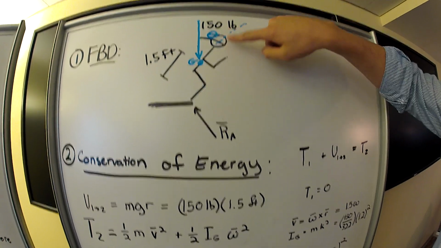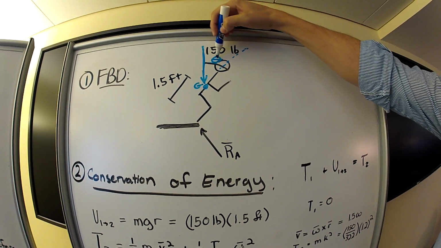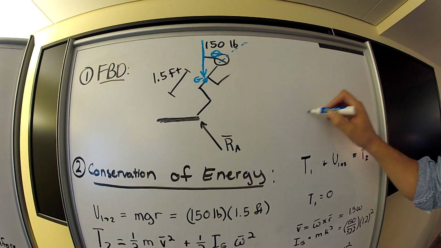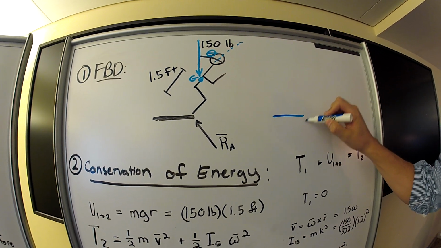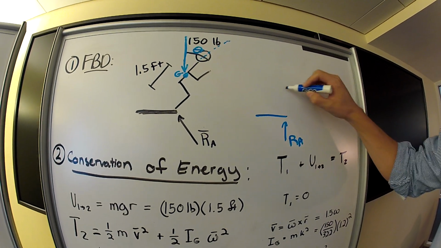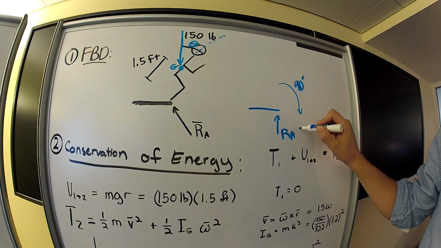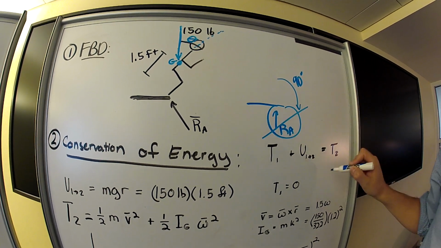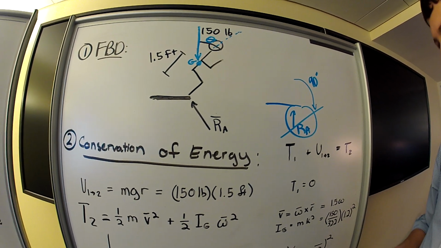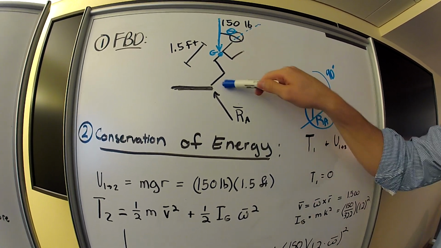Here we have the free body diagram. Starting at theta equals 0, we analyze the man and the reaction at A on the board. Once he has rotated 90 degrees, the reaction at A goes to 0. So we can completely disregard the reaction at A once he finishes his rotation about the board.